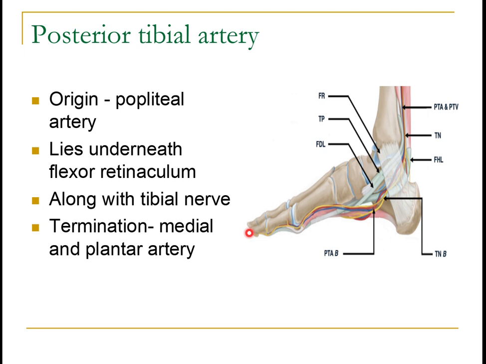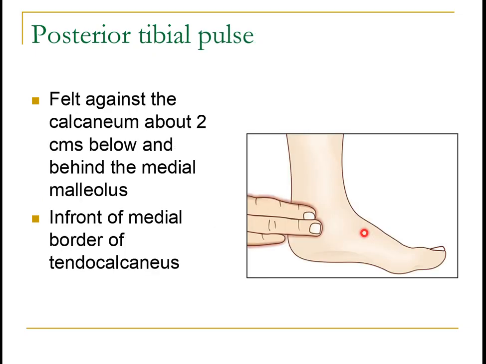The next artery where you will feel for the pulsation is the posterior tibial artery. It's a branch from the popliteal artery and it runs along with the tibial nerve, and it lies underneath the flexor retinaculum, and it divides into the medial and the lateral plantar artery. So the posterior tibial pulse is felt against the calcaneum about 2 centimeters below and behind the medial malleolus and in front of the medial border of the tendocalcaneus. So this is the place we will feel for the pulsation of the posterior tibial artery.